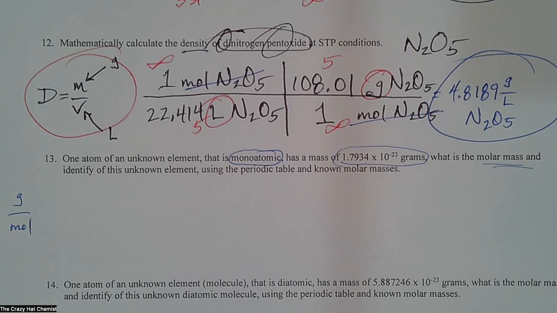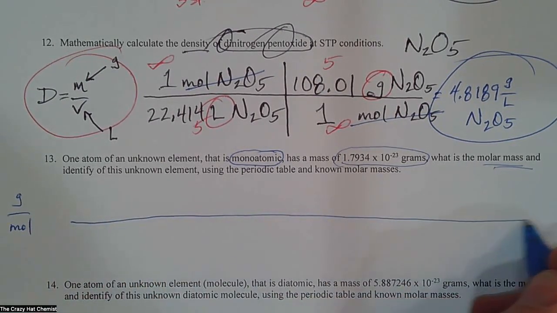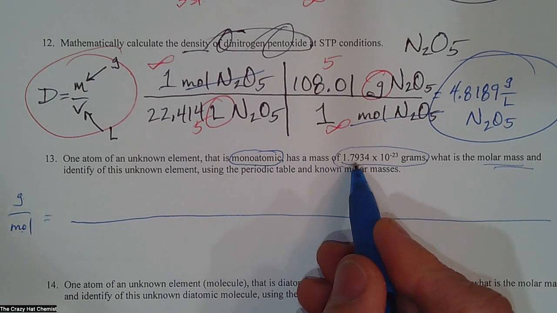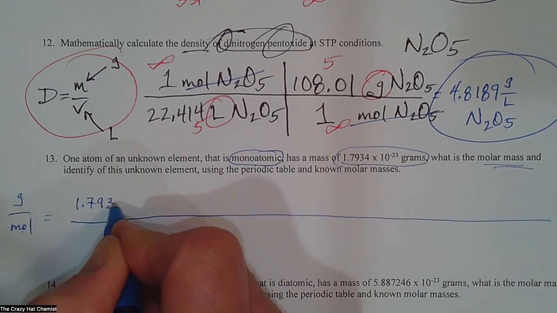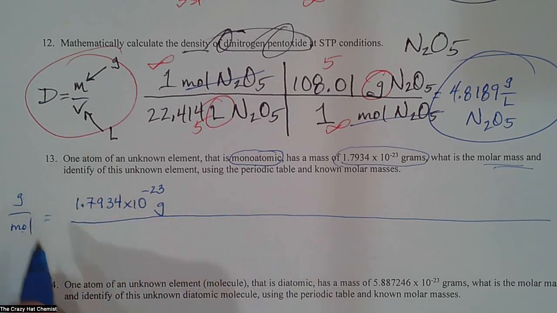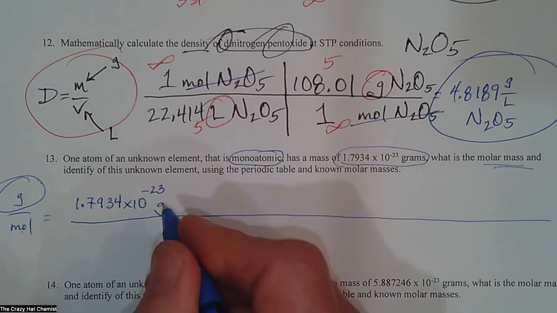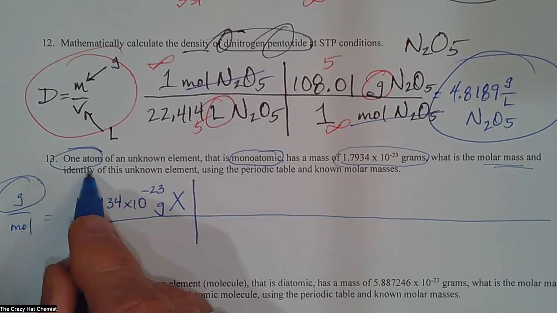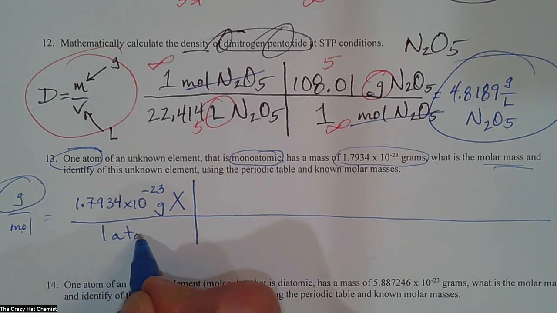Okay. And the identity of this unknown element, figure out what that is, using the periodic table and the known molar masses. So we're just going to draw ourselves a monorail right over here, and we are looking to get grams per mole. That's what we're ultimately looking for. It says in the problem that I have 1.7934 times 10 to the negative 23 grams. And why am I putting this in the numerator? Because I want units of grams in my numerator. That is why. And we don't know the element name or the formula, so I'm just going to call it element X, but it is monoatomic. It's not diatomic. And it says one atom has this mass. So that's one atom of element X.